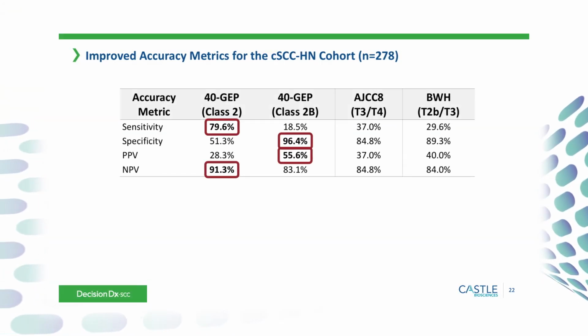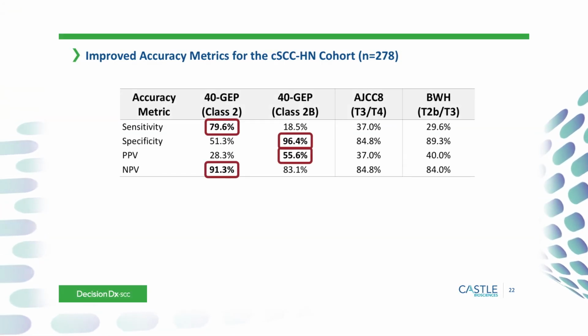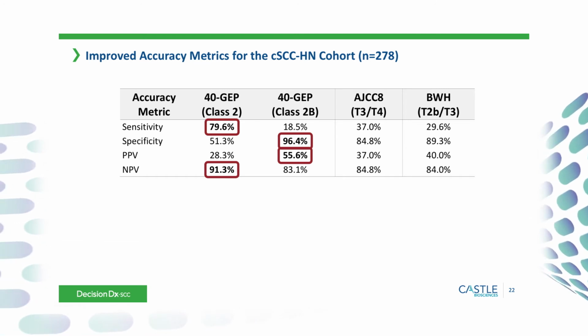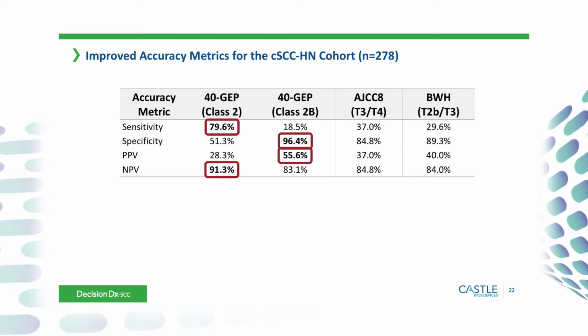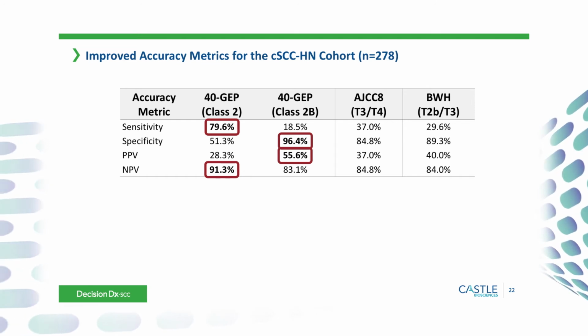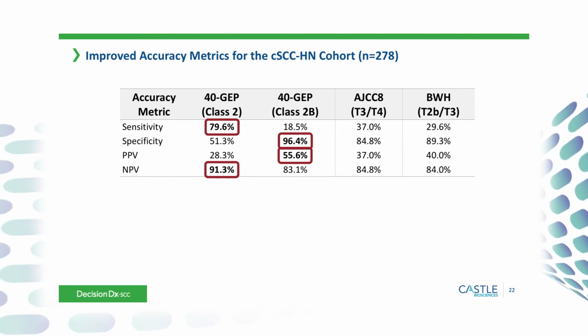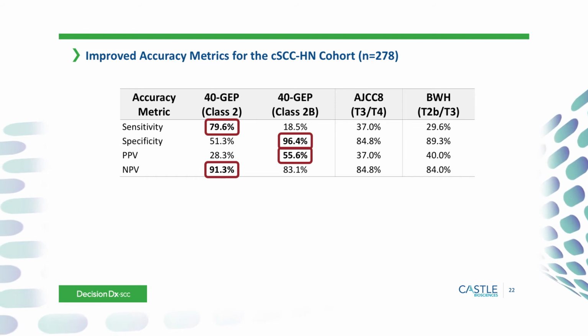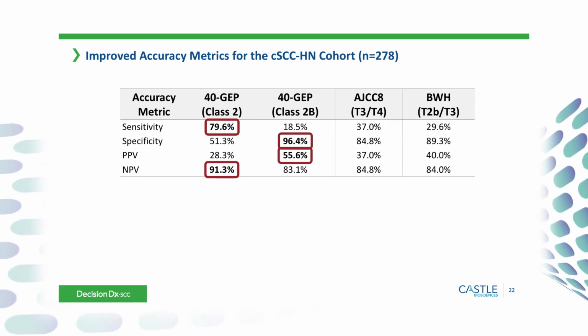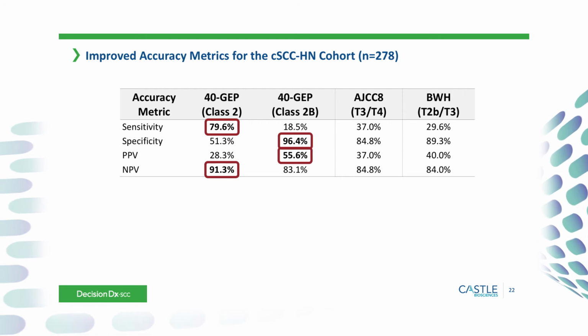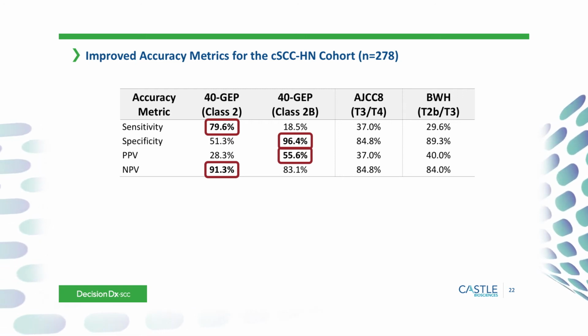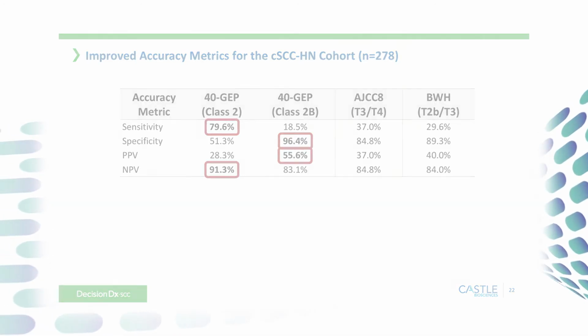Again, just the accuracy metrics, similar to the ones that I showed you previously with the same layout. So class 2, class 2B, and then for the sake of comparison, looking at the AJCC 8, as well as the Brigham and Women's, you can see very favorable numbers in basically all categories for the gene expression test compared to the clinical staging system, meaning the ability of this test to help predict the risk of metastasis is quite good relative to any of the staging, clinical and pathologic staging systems.